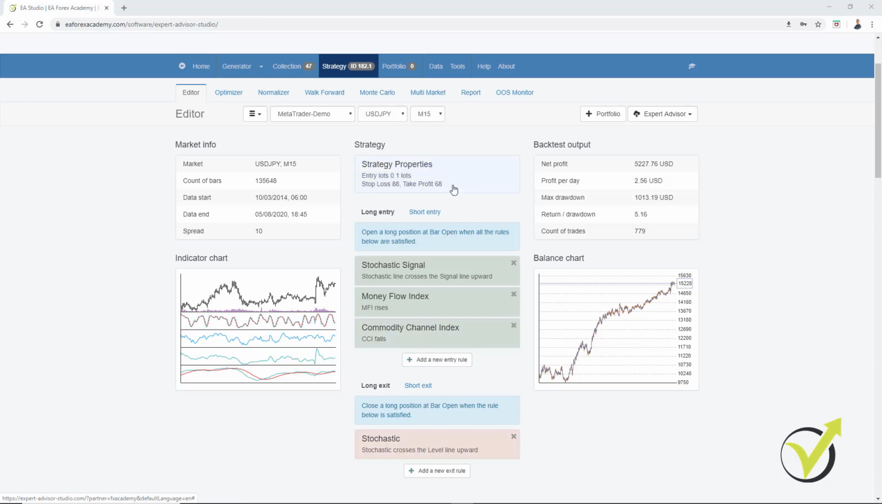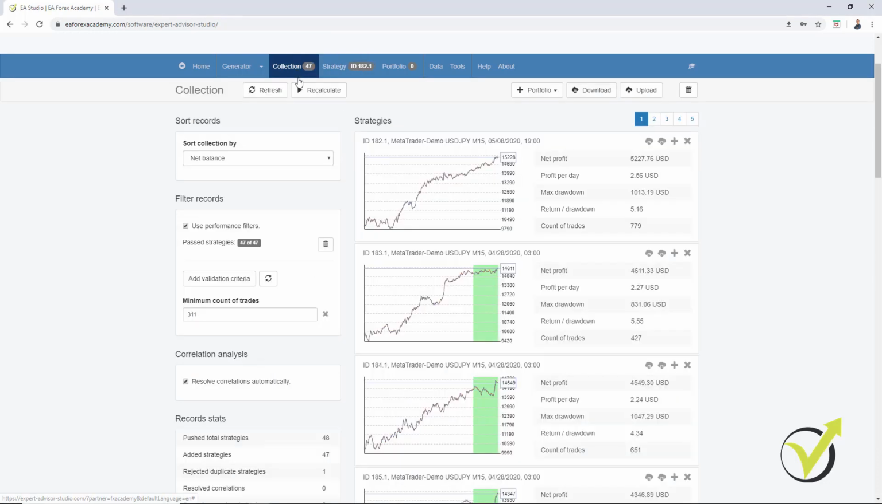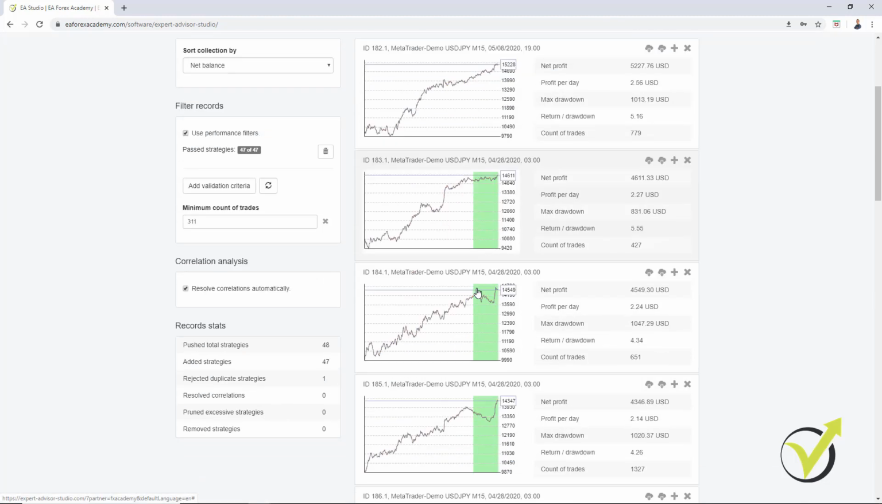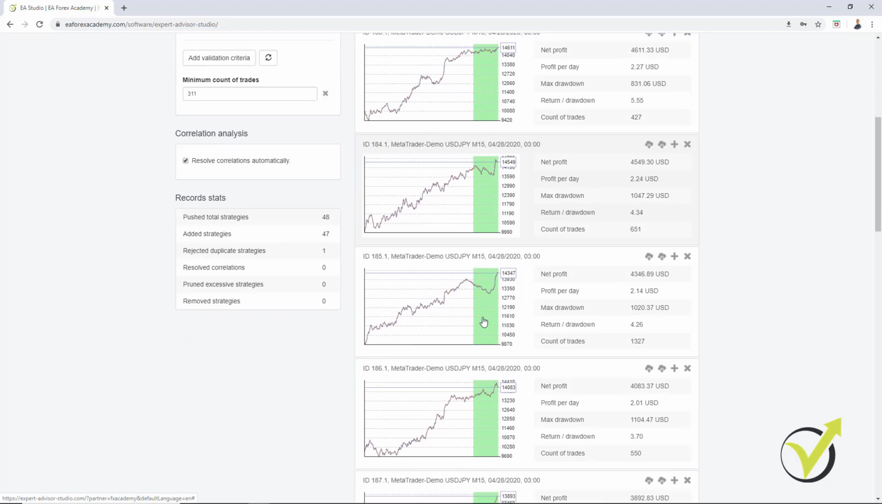We have a stop loss and a take profit with this stochastic trading strategy to protect the capital and to ensure better results. This trading strategy is for the dollar yen, and for the recent update of the course I have generated 47 strategies and I have used the out of sample tool in EA Studio.